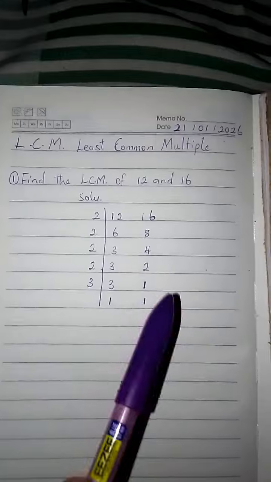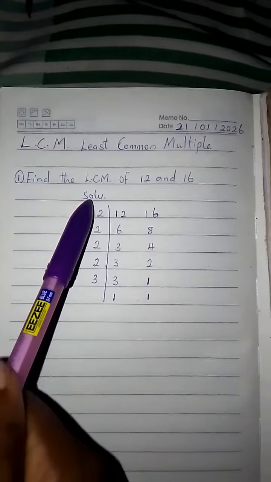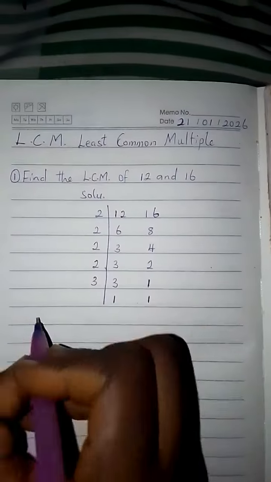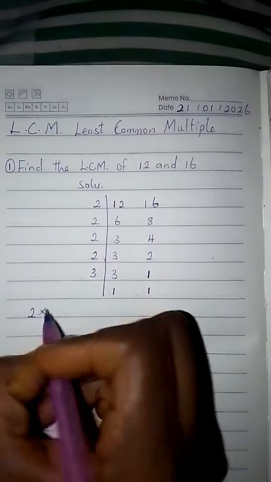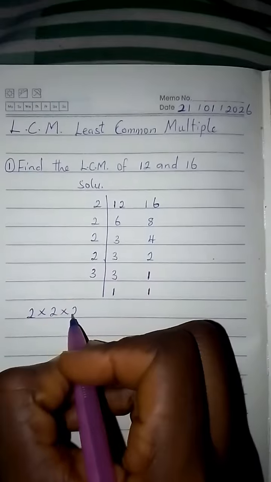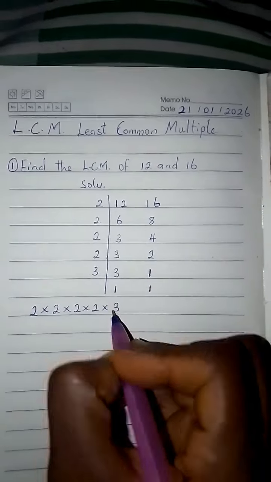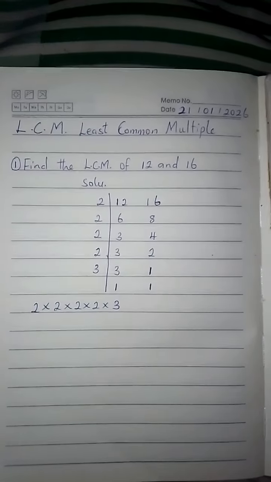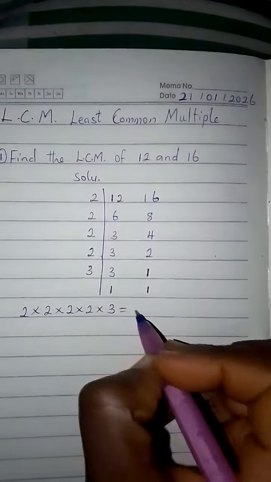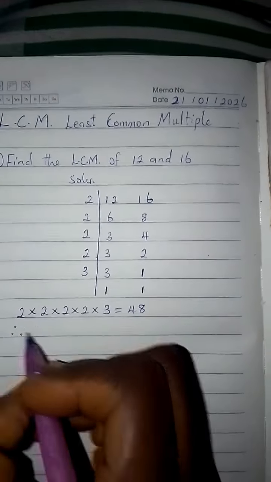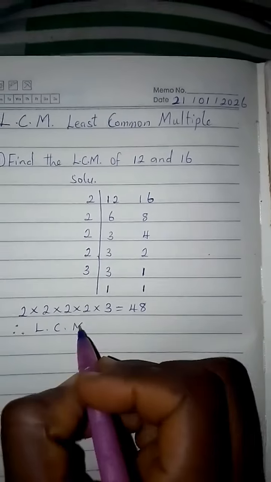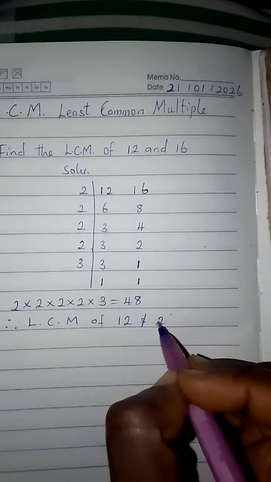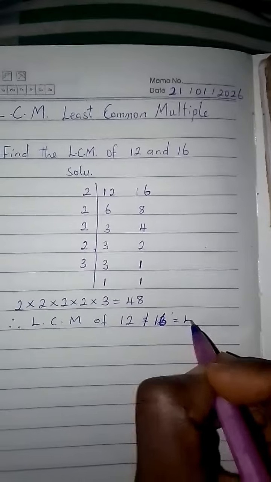Now, as we've factorized, we are going to multiply these prime factors that we used to factorize. Which is 2 times 2 times 2 times 2 times 3. So 2 times 2 is 4. 4 times 2 is 8. 8 times 2 is 16. 16 times 3 is equal to 48. Therefore, the LCM of 12 and 16 is equal to 48.